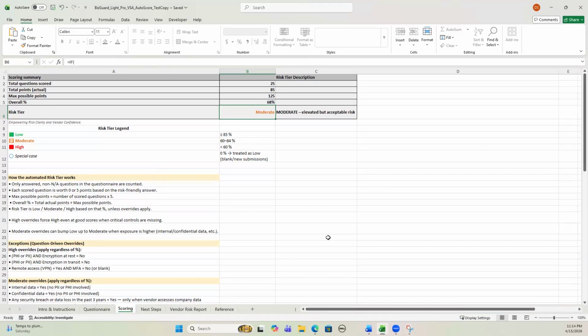Making a defensible decision. Do you approve this vendor? Do you require remediation first? Do you approve with conditions? Do you walk away? And more importantly, can you explain the decision you made to your leadership, your auditor, your clients, if they ask? This is the part where most small businesses and MSPs are completely on their own.